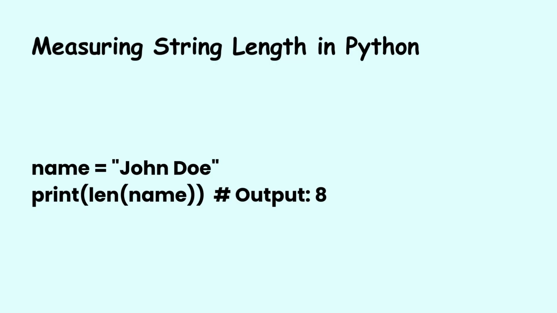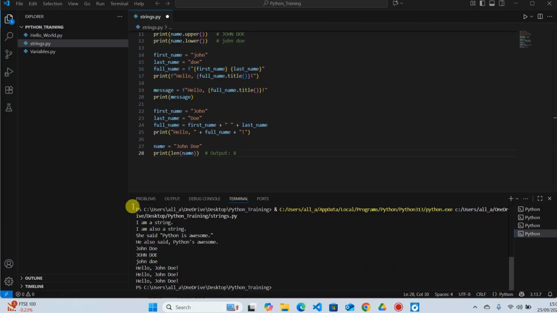Let's look at how to measure the length of a string in Python, using a built-in function called len. Len stands for length, and it tells you exactly how many characters are in a string. This includes letters, numbers, symbols, and yes, even spaces. Let's look at a quick example. Go ahead and pause the video if you need to, and copy this code into your editor.